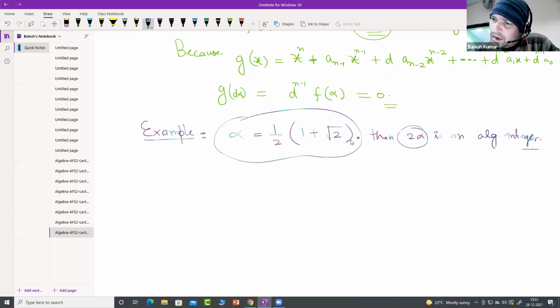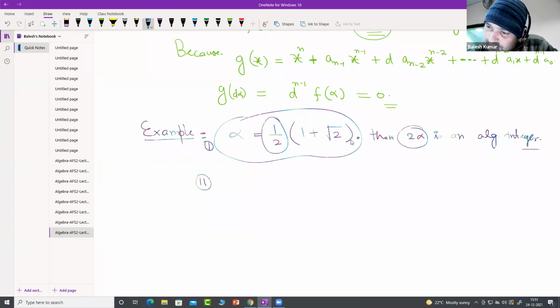And also, as you can see from this example, one should not quickly jump to the conclusion that if a certain number contains a certain denominator like this, then that number cannot be an algebraic integer, because we have another example where this intuition will give you the wrong answer.